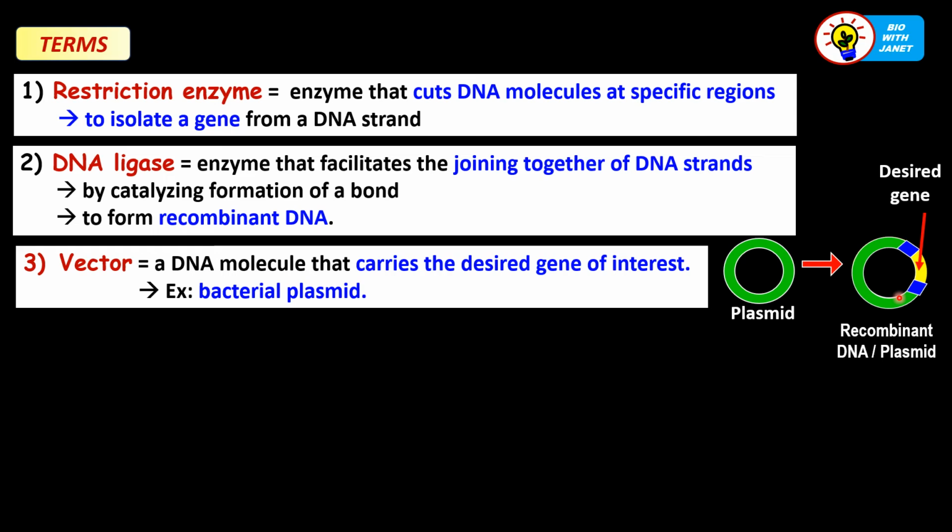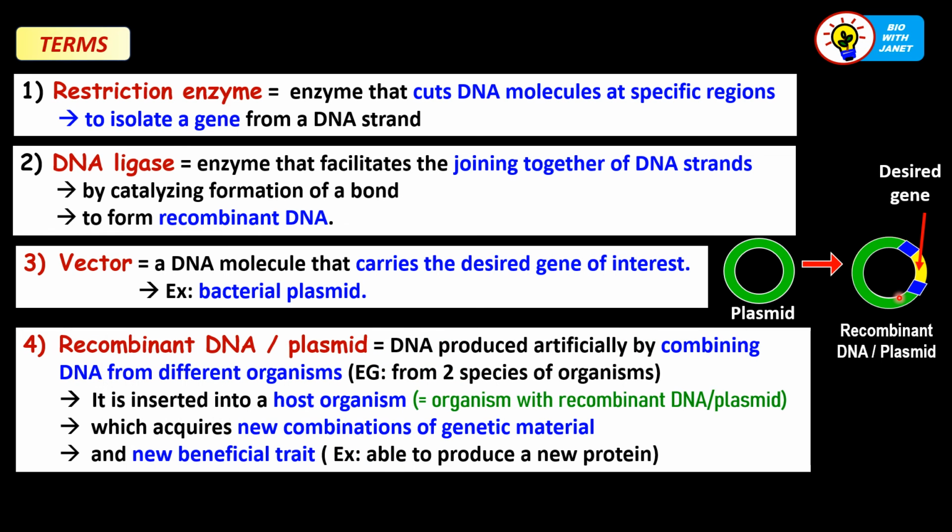Number 3 is the word vector. So a vector is a structure that carries something. A vector in this case is a DNA molecule such as the bacterial plasmid that is used to carry the DNA or gene of interest or the desired gene, which in our case here was the human insulin gene. So it's carried in the bacterial plasmid. So that bacterial plasmid is called a vector.